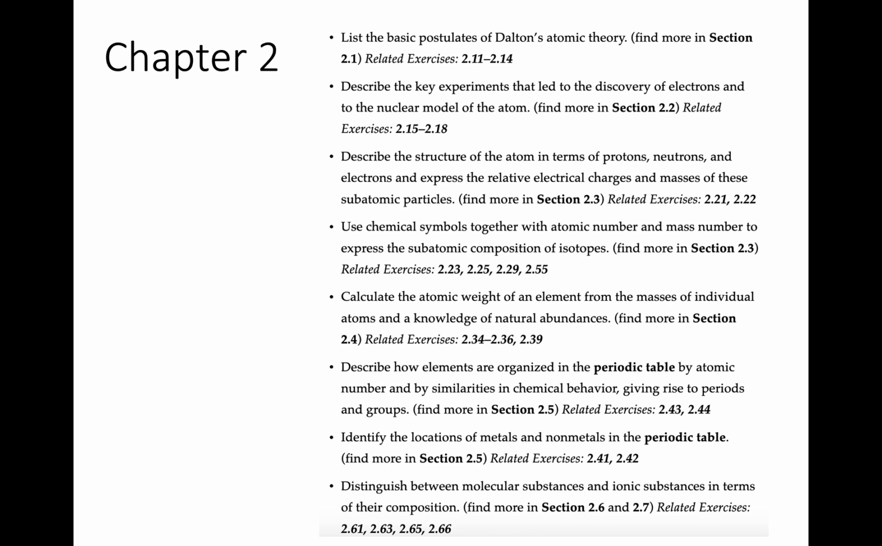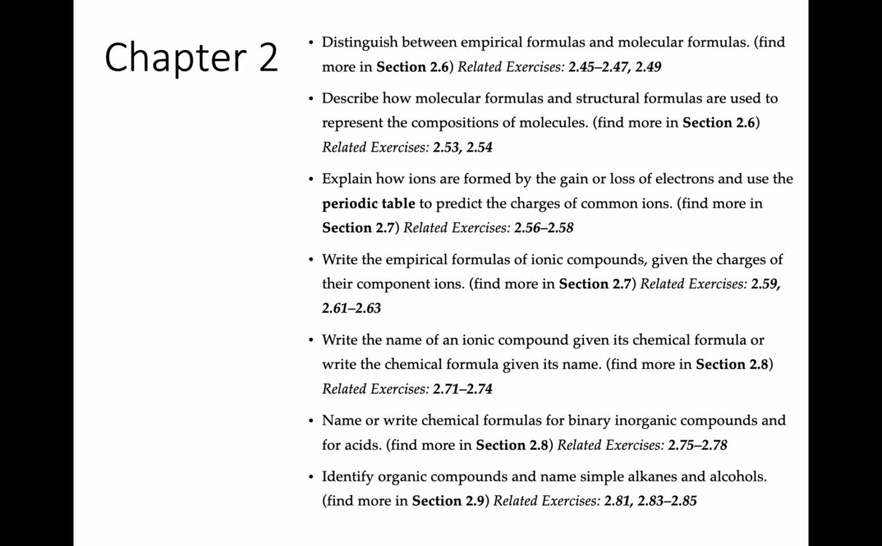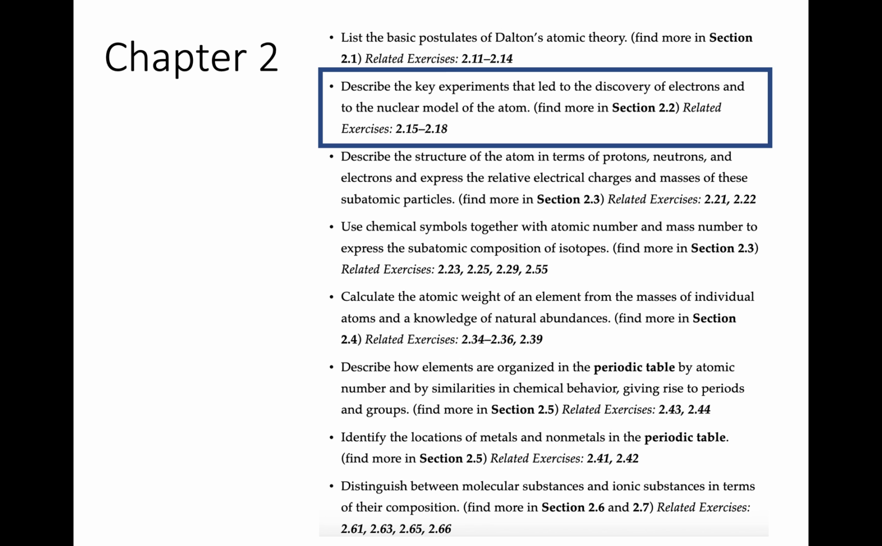Within Chapter 2, we had quite a few learning objectives. I list some here, and they go on. So it seems like we have a large number, but let's step through them.